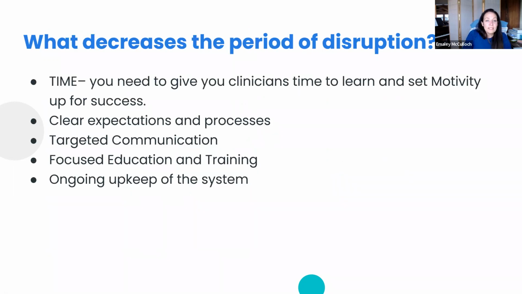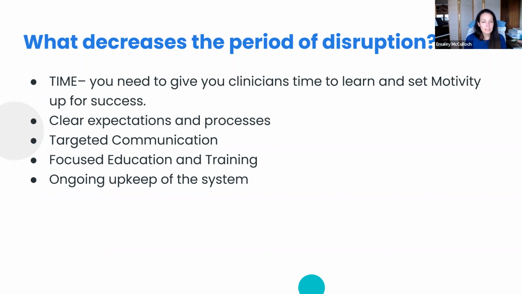So what decreases the period of disruption? What can your organization do to decrease that period of disruption? Your organization can do several things, but one we've seen is really important is to give your clinicians time. Give them time to learn to use the new system, to go through the training, and to learn how to navigate it. If they're not given additional time within the first month of adopting a new system like Motivity, they're going to be really stressed out, and the process is going to draw on a little bit longer than expected.